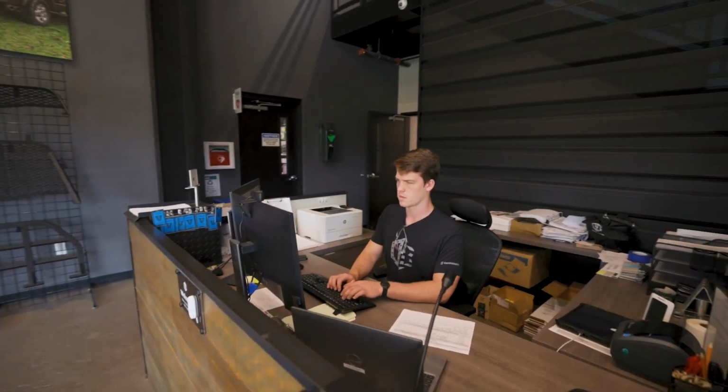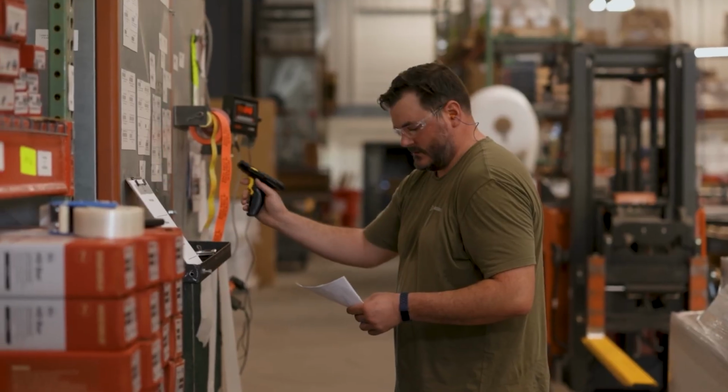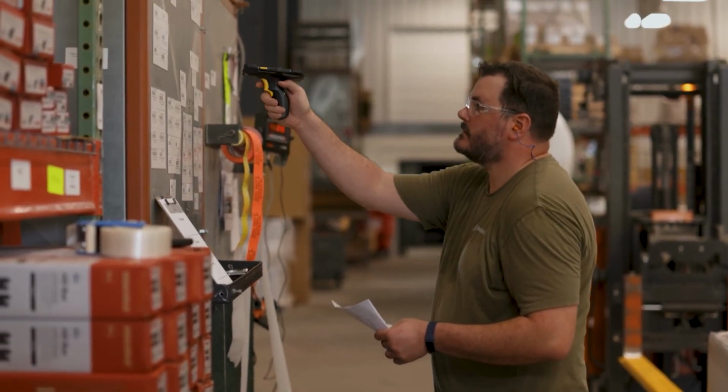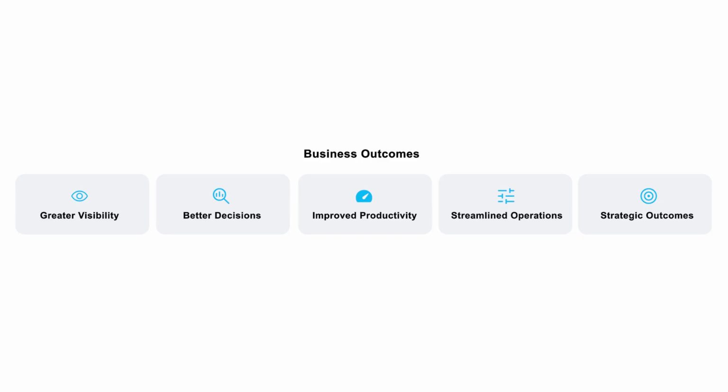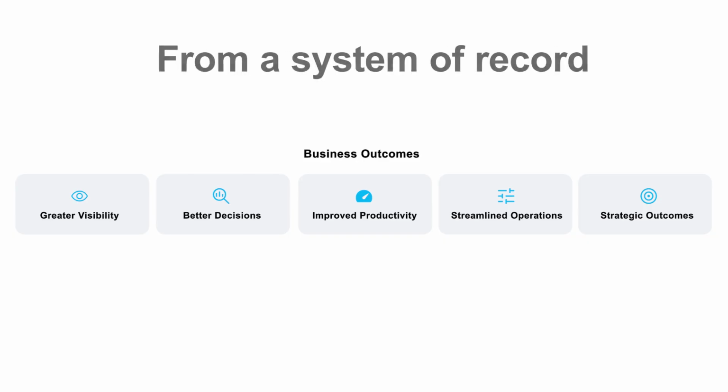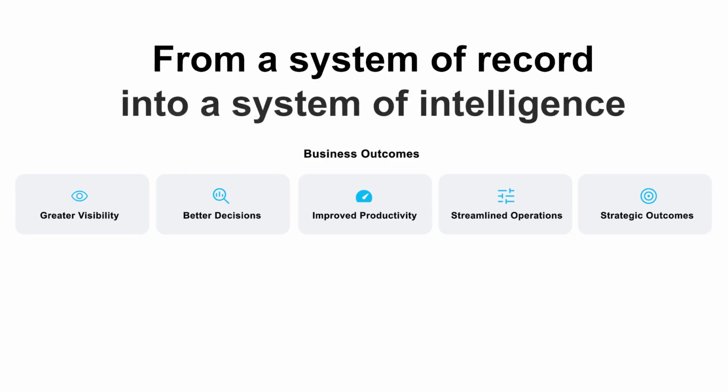A vendor invoice spiking outside its normal range, a frustrated customer in your support queue, an inventory item quietly trending toward a stockout, and tell you before you had to ask. Acumatica is transforming the ERP solution from a system of record into a system of intelligence.